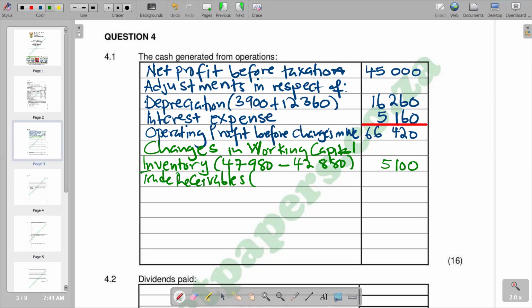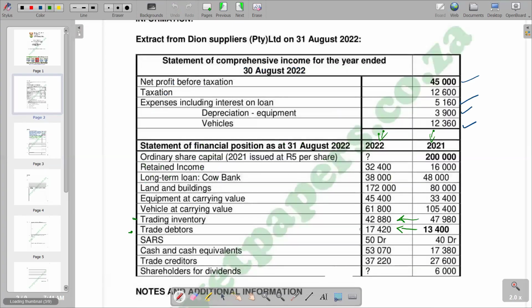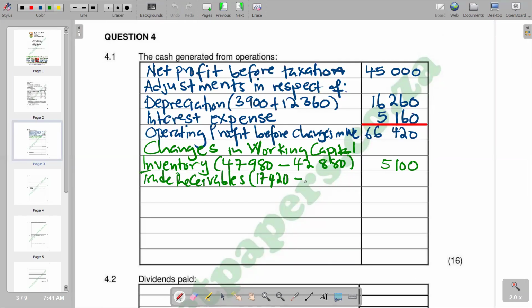Thereby, our calculation now is 17,420 minus 13,400, and we show the difference of 4,020, which we are going to show as a negative.